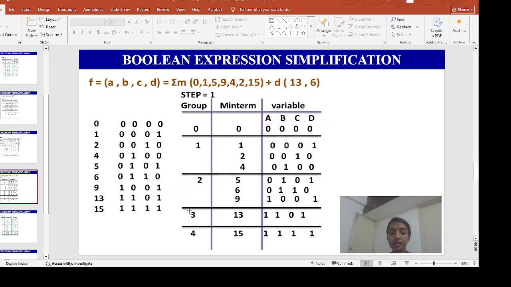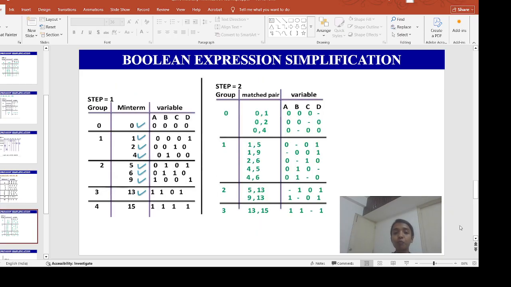The number of ones are 3 here, then the number of ones are 4 here. Okay, so this is my step 1. From step 1 we will get step 2. We have to find the matched pair. We have to compare, as I told, the nth row to the n plus 1th row.